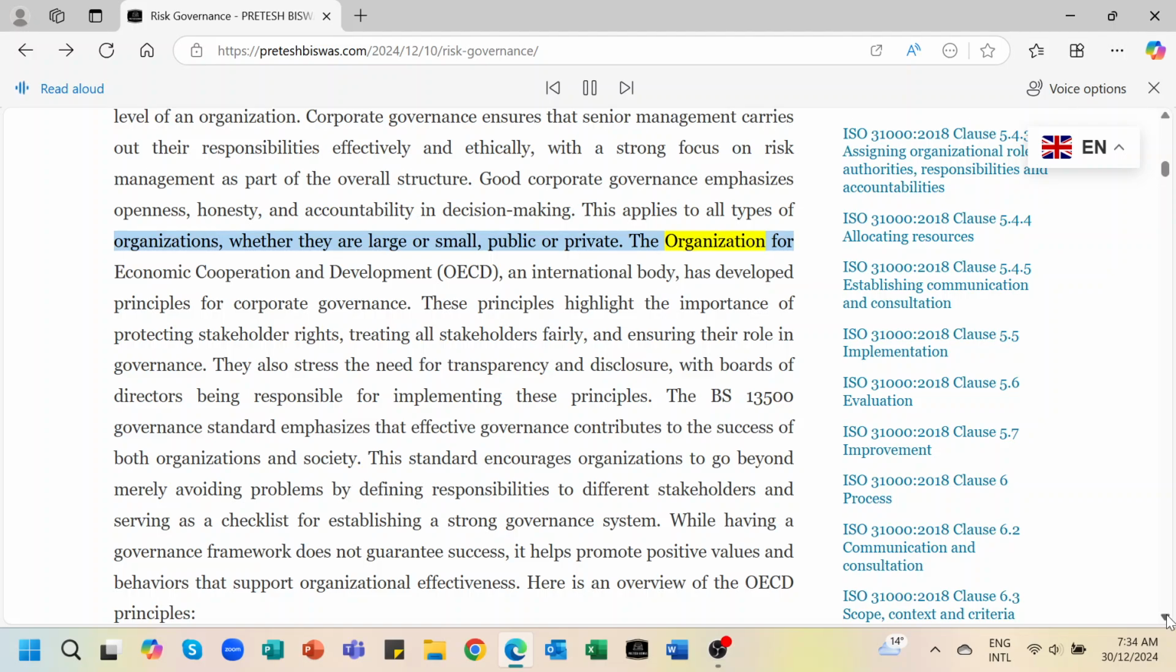The Organization for Economic Cooperation and Development, OECD, an international body, has developed principles for corporate governance. These principles highlight the importance of protecting stakeholder rights, treating all stakeholders fairly, and ensuring their role in governance. They also stress the need for transparency and disclosure, with boards of directors being responsible for implementing these principles.